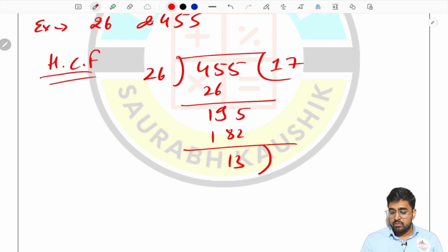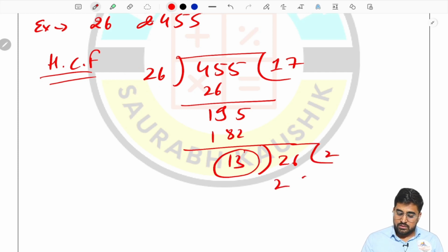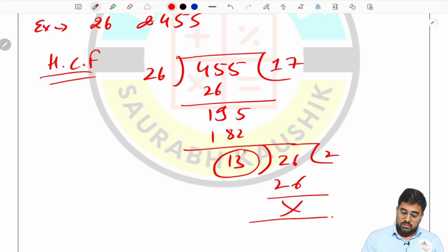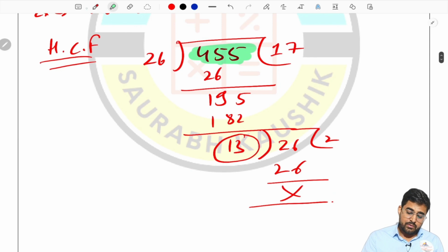13. Now, 13 comes here and this part comes here. 26 here. Now, 26 comes here, and the 2 goes out. So the highest common factor in this case is 13, which becomes common between the two numbers. Which are the two numbers? This one and this one. Okay, let's do the second. Let's take a second example for better understanding.